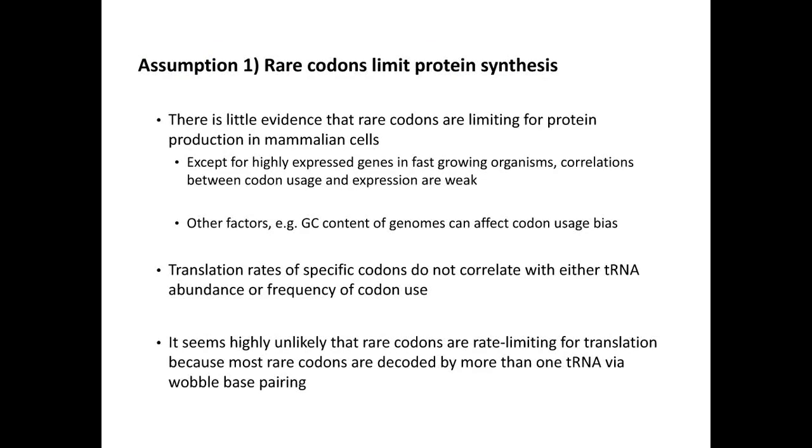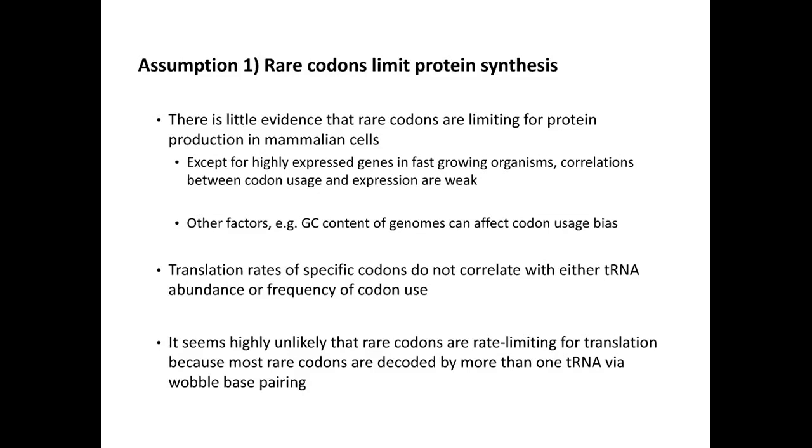So one, rare codons limit protein synthesis. There's actually very little evidence that this is true. There's evidence, for example, in E. coli with highly expressed genes, but except for those sorts of examples, the correlations between codon usage and expression are very weak. And in a lot of cases, the codon bias can be accounted for to a large extent just by the GC content of genomes. Some studies have shown that translation rates of different specific codons don't correlate with tRNA abundance or frequency of codon use.